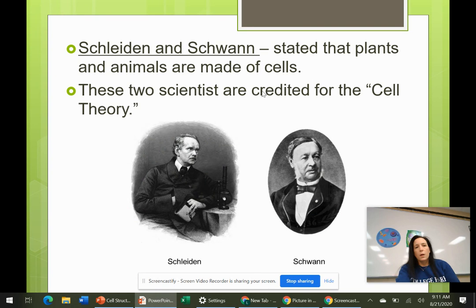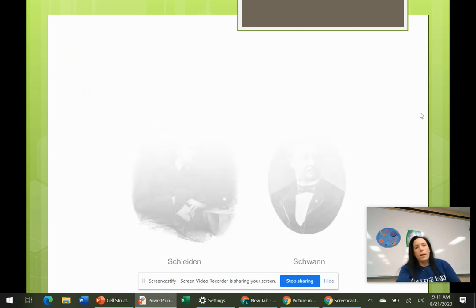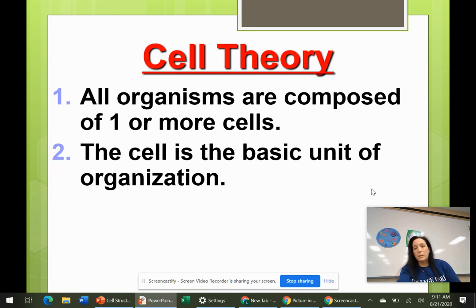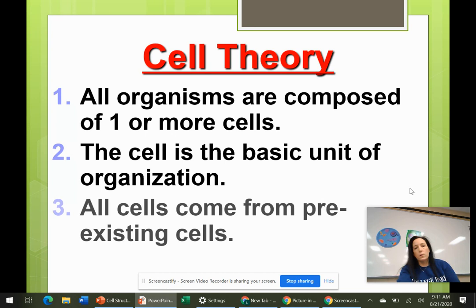So that's important. Schleiden and Schwann stated that plants and animals are made of cells. And so these are the two guys who are credited with this whole big theory called cell theory. And we've talked about theories in the past, but here's a very important one, cell theory, and there's three components to cell theory. And those components are that all organisms are composed of one or more cells. The cell is the basic unit of organization of living things. And then all cells come from pre-existing cells. So cells don't just go poof. They come from pre-existing cells.